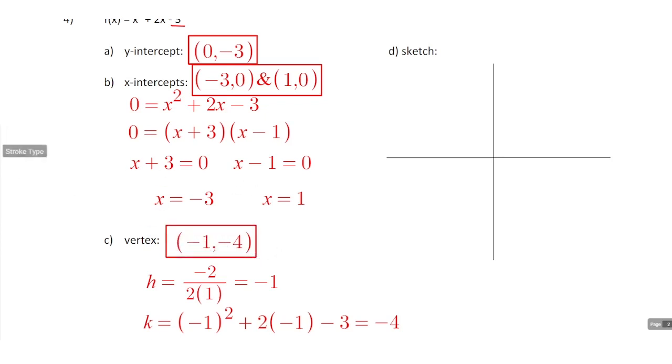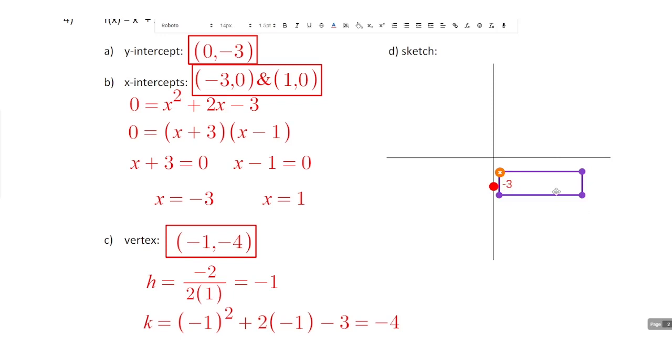Now I'm ready to do my sketch. My y-intercept is at (0, -3). I think this is the first one that had a negative y-intercept. Just put it down here. Label. Always important to label. My x-intercepts are at negative 3 and at 1. So here's one of the x-intercepts is going to be somewhere over here at negative 3, and then another one at 1. I'm just kind of estimating here, y'all.